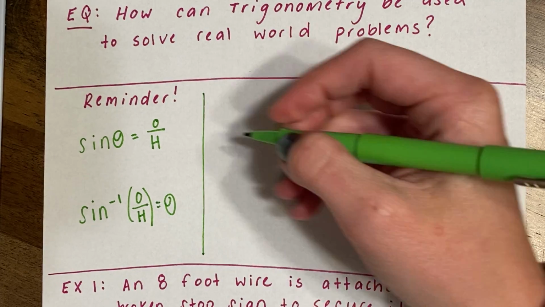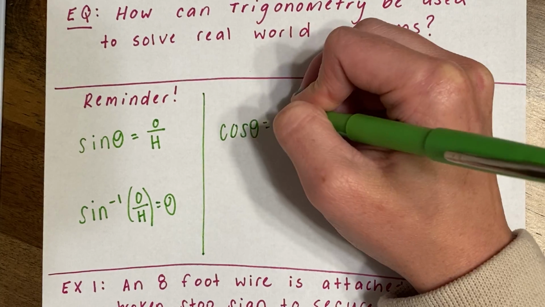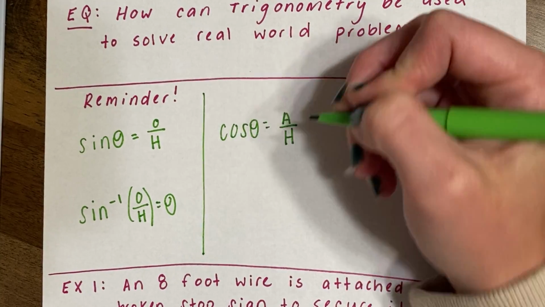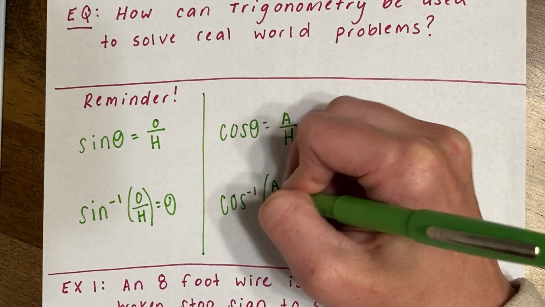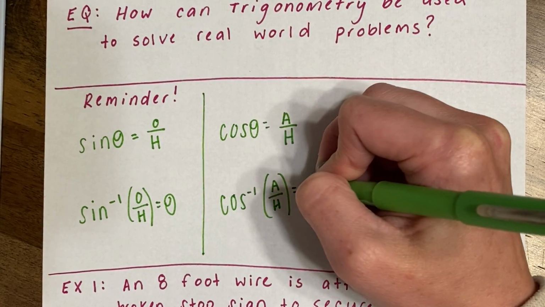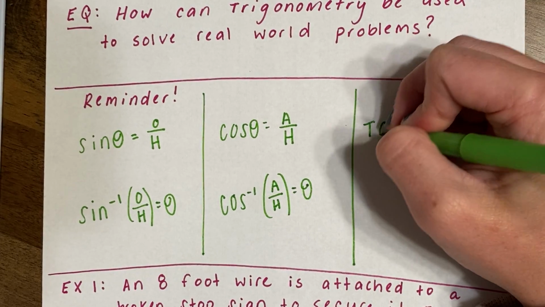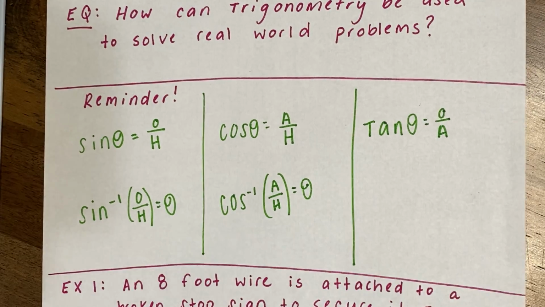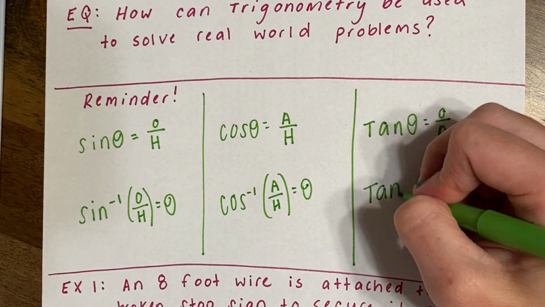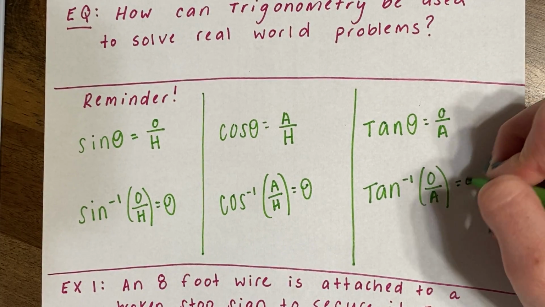All right, that's sine. Cosine of theta is adjacent over hypotenuse. The inverse cosine of the ratio gives me theta. And then the last one, tangent of an angle, is the ratio for the opposite to the adjacent side. And then the inverse tan, O over A, and the theta flip.